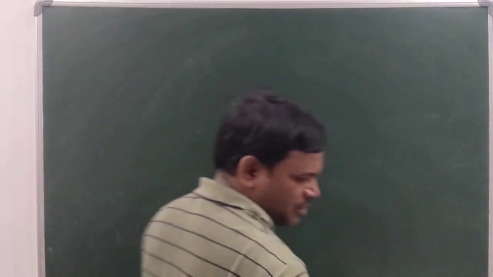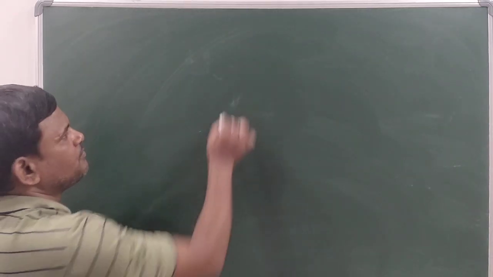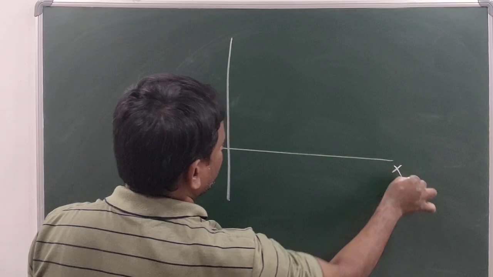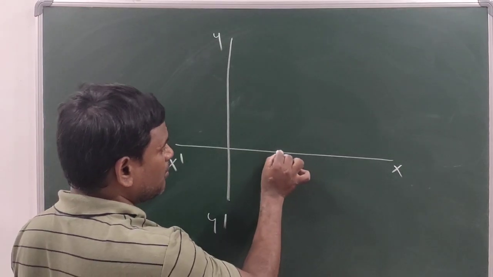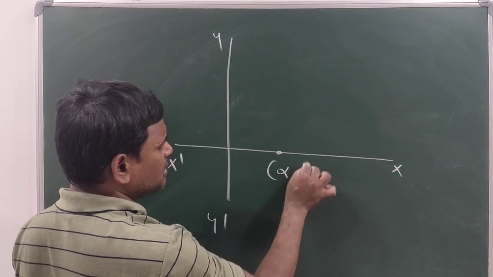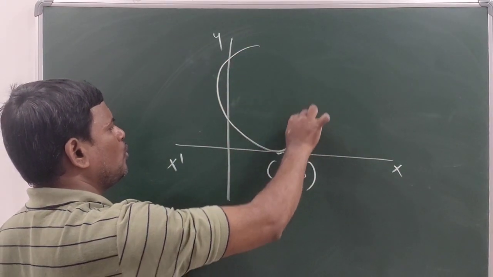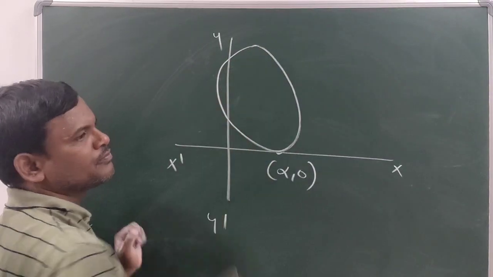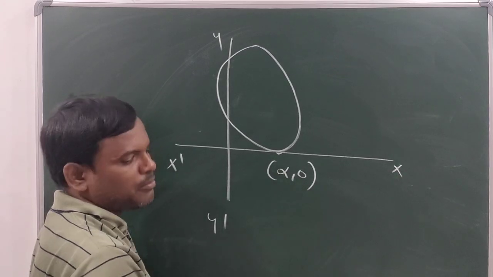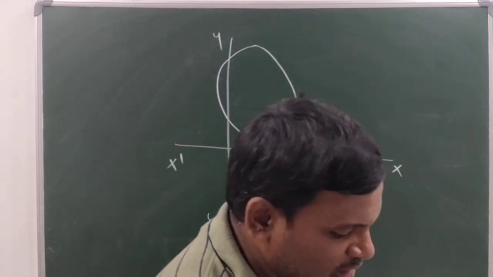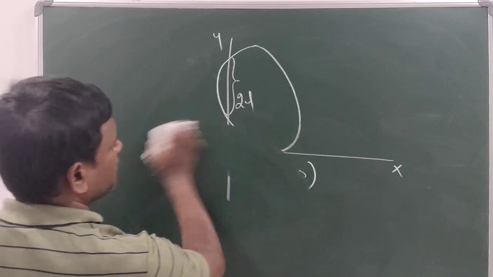Now see the next two. Equation of a circle touching the x-axis at alpha comma 0 and making 2l y-intercept. This is the equation of a circle touching the x-axis at alpha comma 0 and making 2l y-intercept. This length is 2l. How do you find this circle equation?